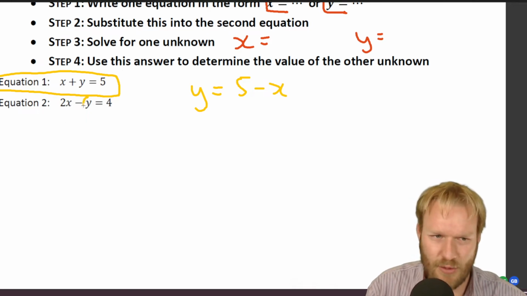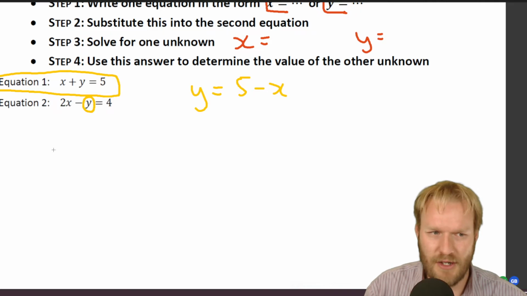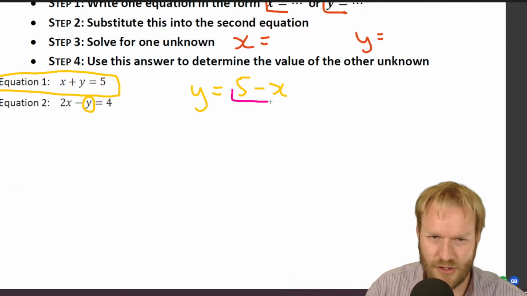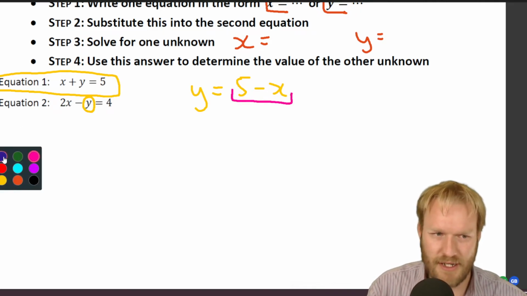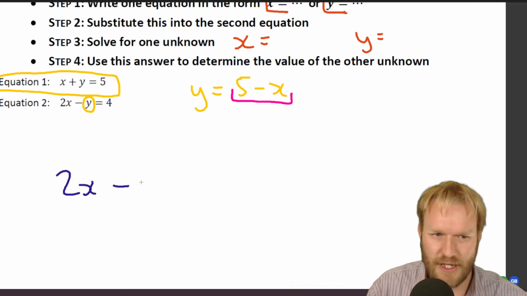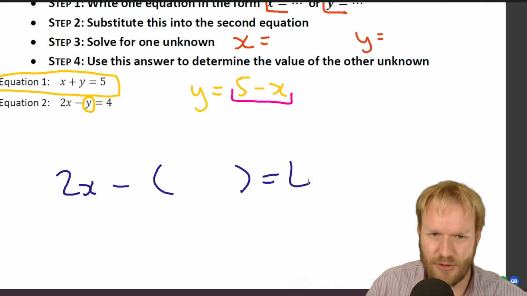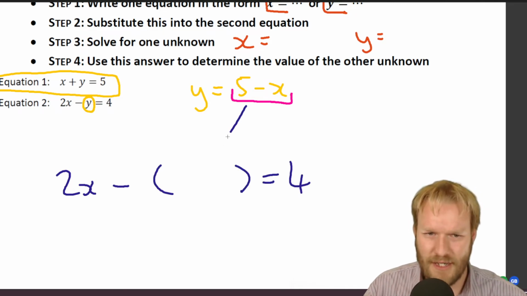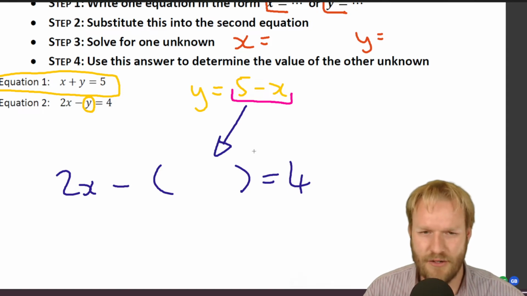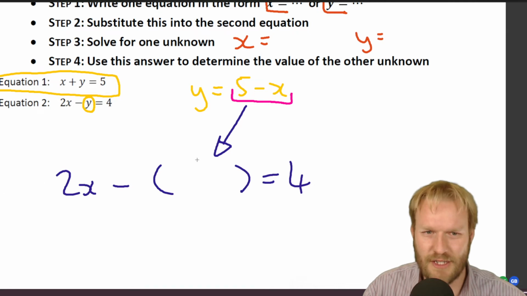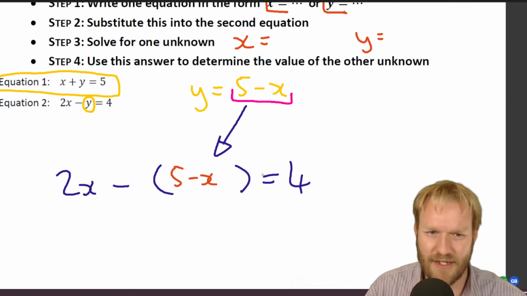So whenever I see a y in this equation, I'm going to write this version of y. In this second equation, we've got 2x minus y equals 4. But I'm going to write that one over there, because that's another way of writing y from the first equation. So let's put that in and go 5 minus x.